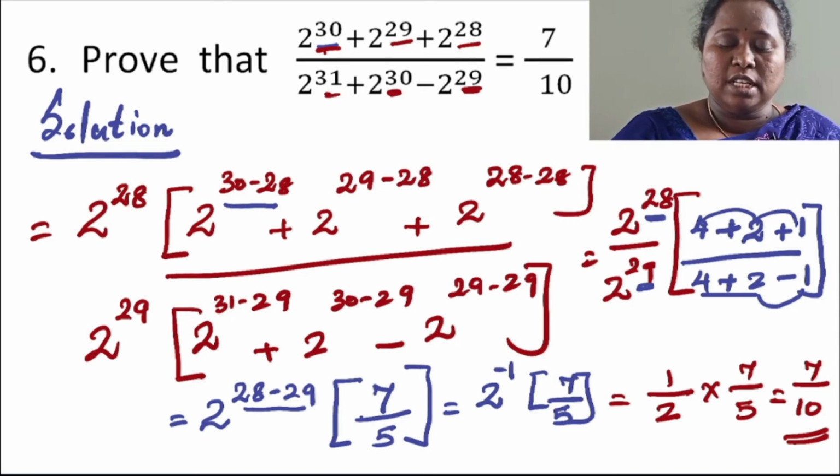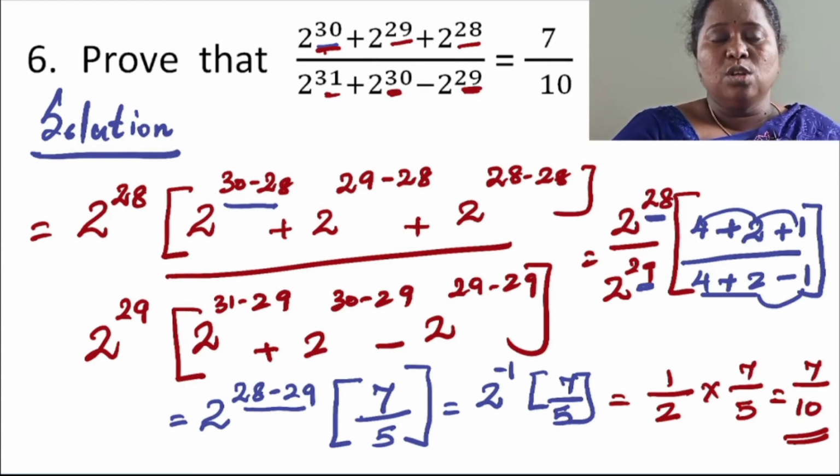Once again I will explain shortly in this sum. See here, in the problem all the terms are connected by addition and subtraction. So what I am going to do, I am going to take the least common factor outside. In the numerator, the least common factor is 2 power 28. So when I take 2 power 28 outside, the balance I have 4 plus 2 plus 1, that is equal to 7. In the denominator, the least common factor is 2 power 29. When I take 2 power 29 outside, the balance I got 5.